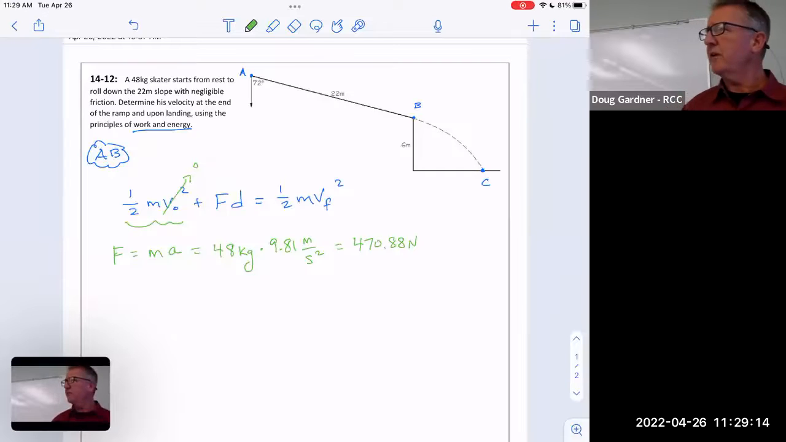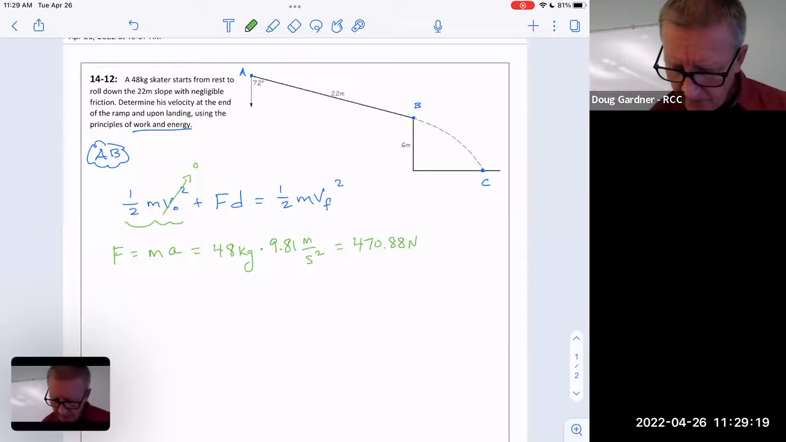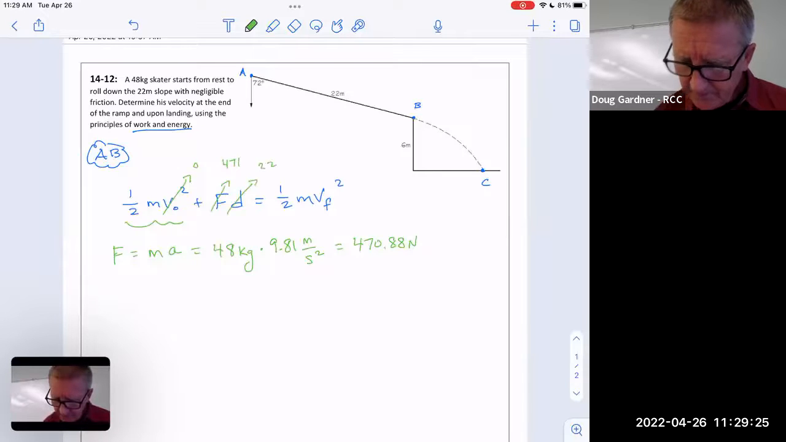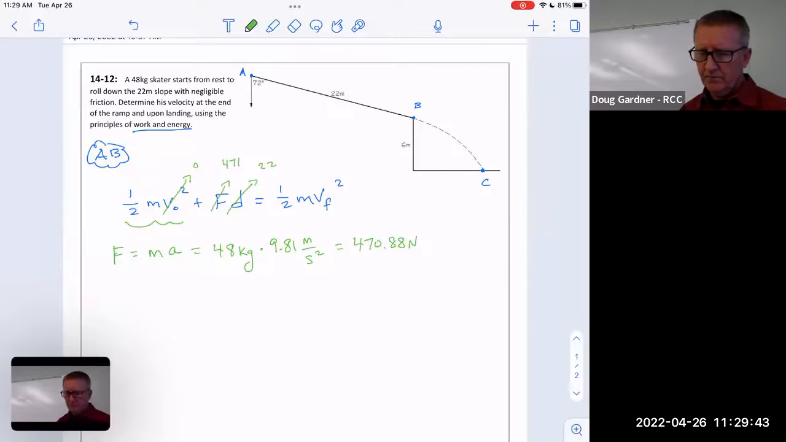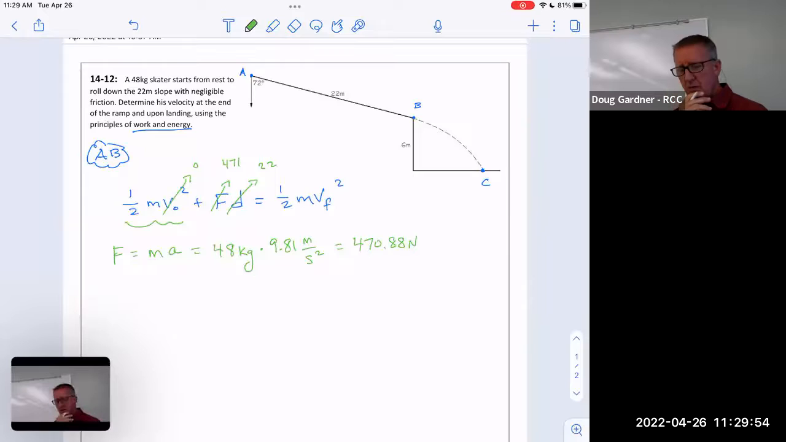And then I have a distance. Well, how far does that distance work? I'm going to write some stuff in here, and I want to know if you can tell me what's wrong with this. Anybody know what's wrong with that? Isn't the force 471? I found the force based on gravity, and then the distance there is clearly 22. What's wrong with that? 22 meters away every second. That does change, but it is going to act for that 22 meters while the skater goes down the hill. But think about direction. What direction are those in?